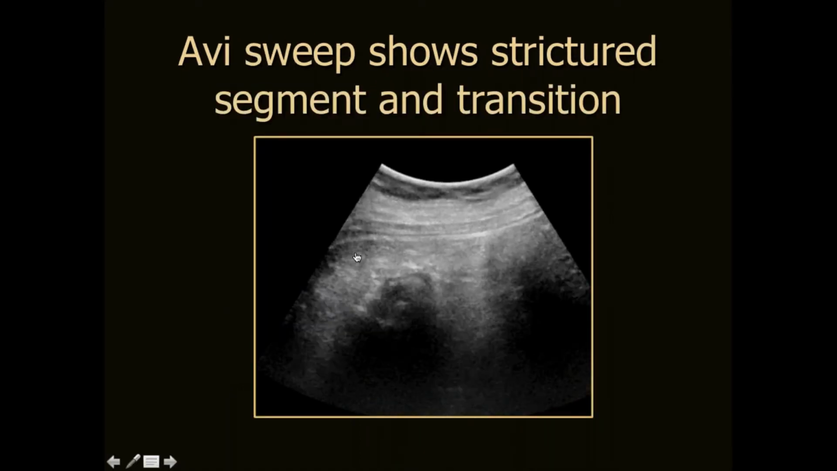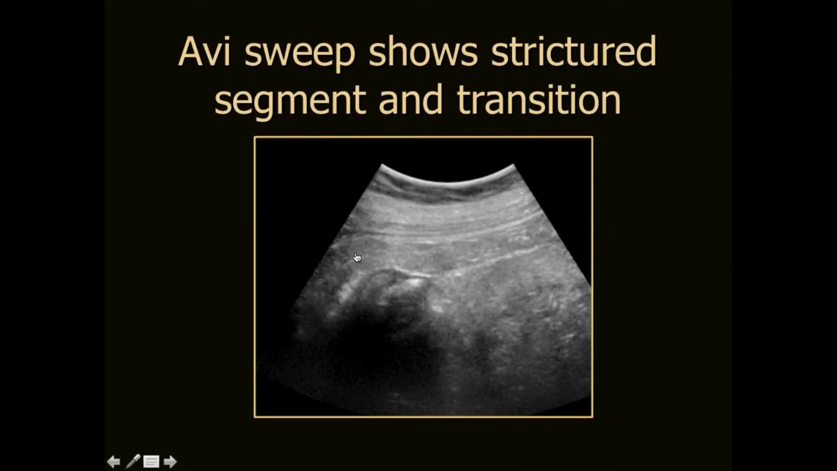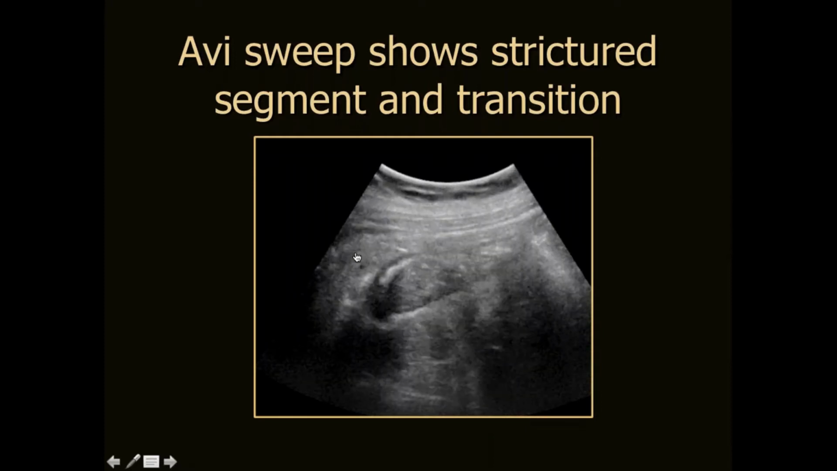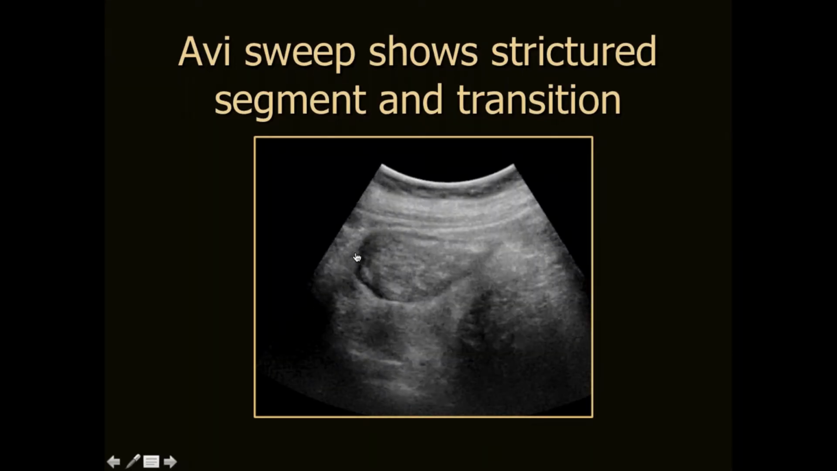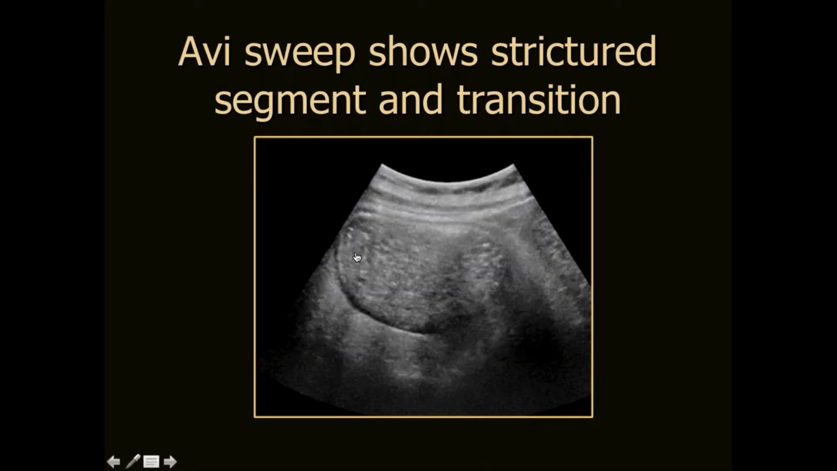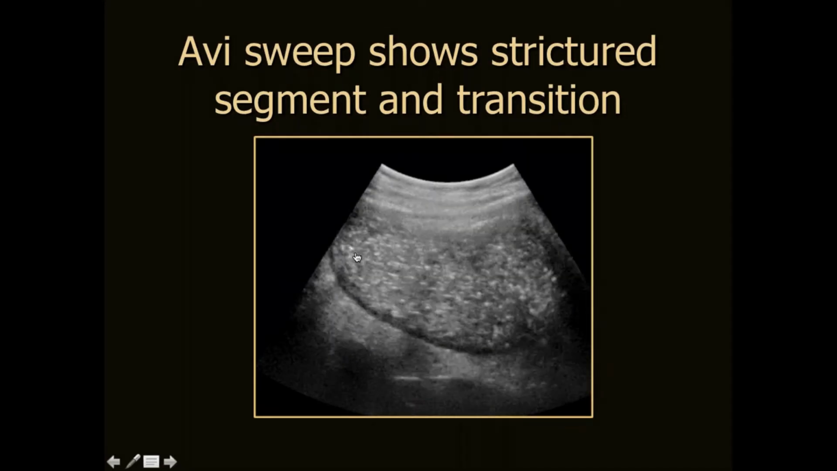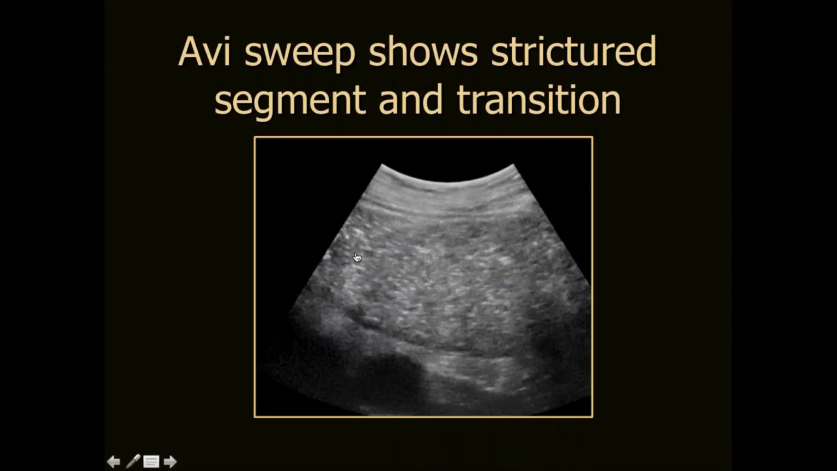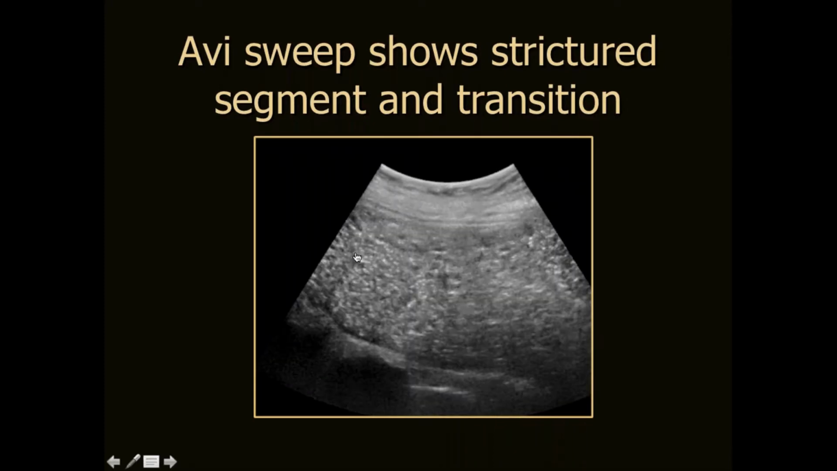So we record these sweeps, and here we're looking in the axial plane where we're coming from the thickened segment, and we're moving more proximally onto the dilated segment of the bowel where the wall becomes thin, and there's a transition between the thickened distal bowel and the thin wall that surrounds this dilated and obstructed segment of the bowel.